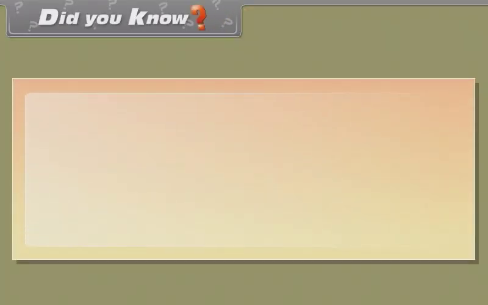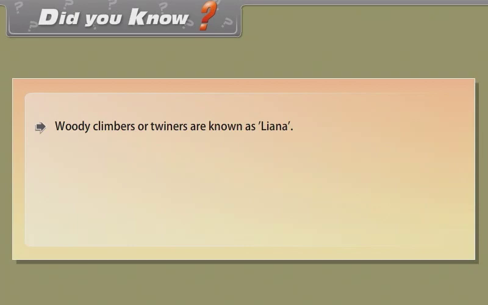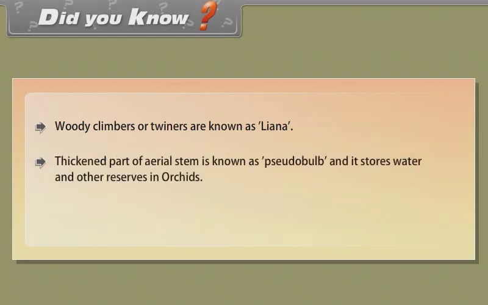Did you know? Woody climbers or twiners are known as liana. Thickened part of aerial stem is known as pseudobulb, and it stores water and other reserves in orchids. In banana, suckers are known as sword suckers.